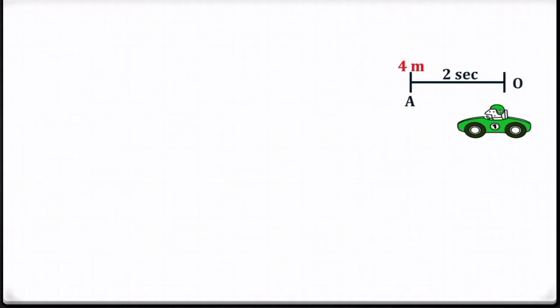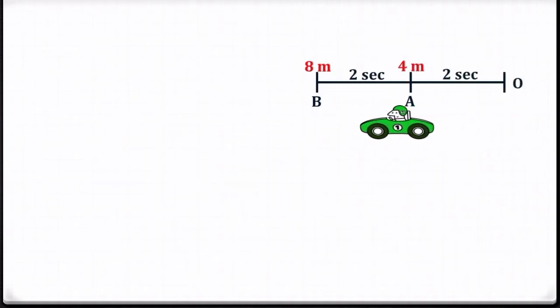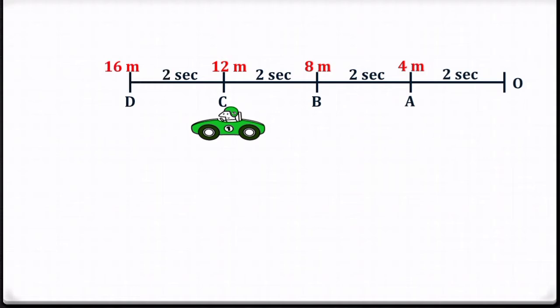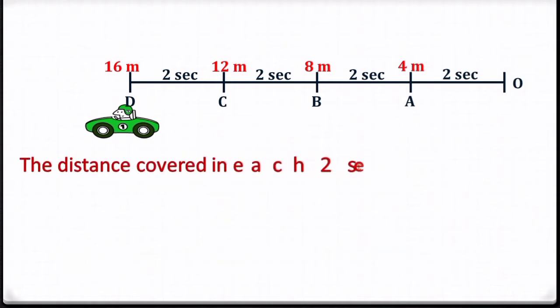Let us look at the motion done by Sam on a very sunny day. For the first 2 seconds, Sam moves 4 meter. Next 2 seconds, Sam covers 8 meter. The next 2 seconds, Sam covers 12 meter. And in the last 2 seconds, Sam covers 16 meter. Which means the distance covered in each 2 seconds is 4 meter.